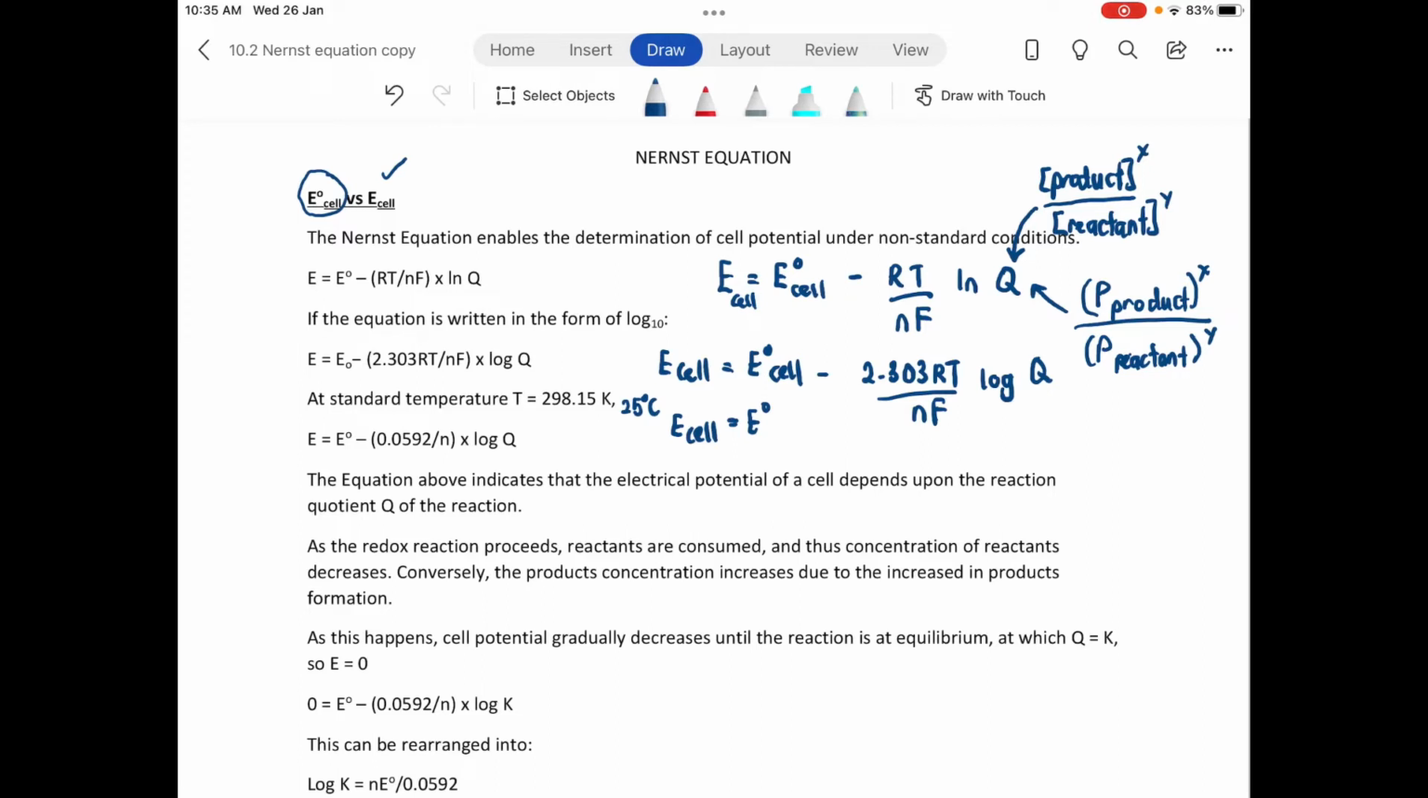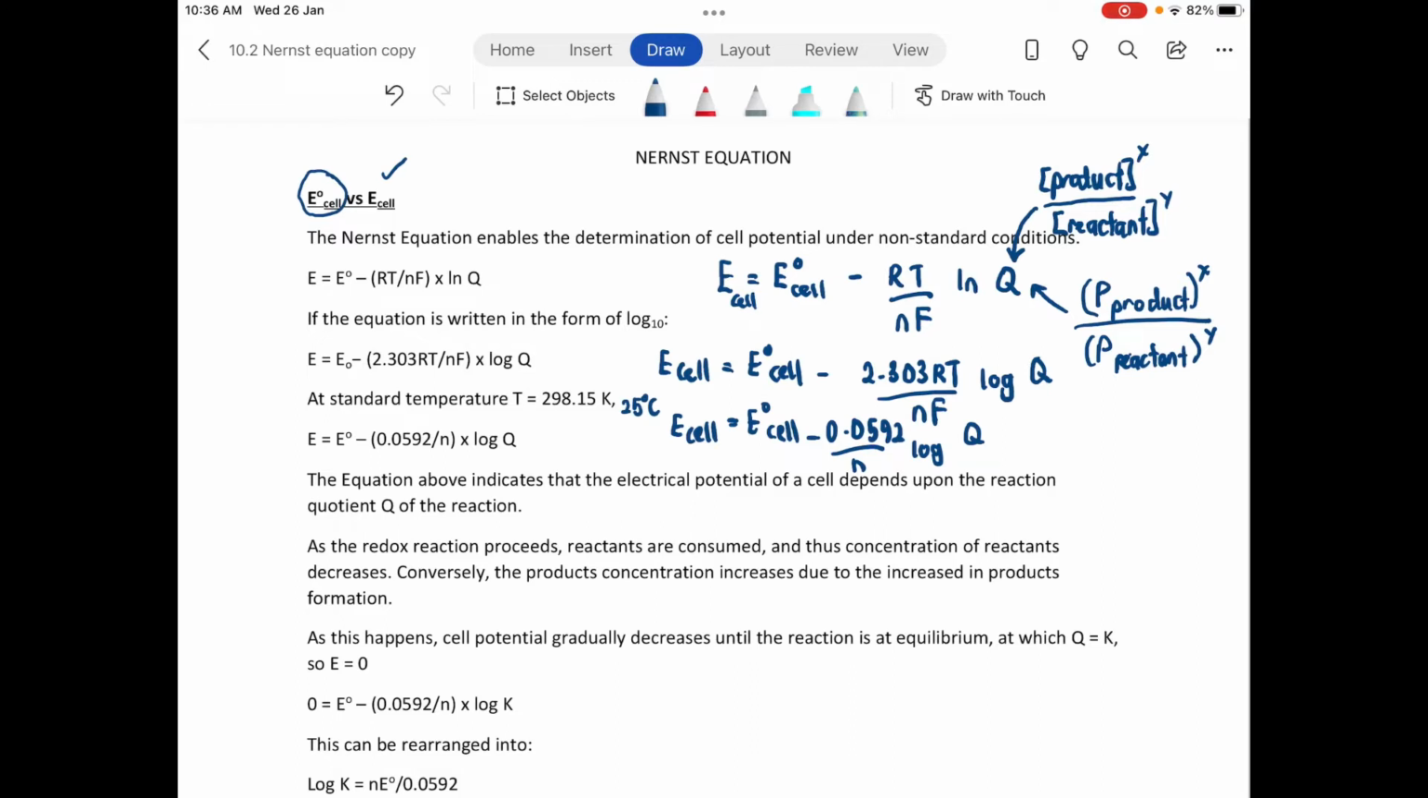Usually the parameters we vary in our cell are the concentration of our electrolyte, or the pressure of the gas used in the cell. Temperature usually depends on room temperature only, so usually the temperature is not a problem. So when the temperature is 25 degrees C, we can simplify the equation and it will become this form: 0.0592 over N log Q. So it is a much simpler version of the Nernst equation.